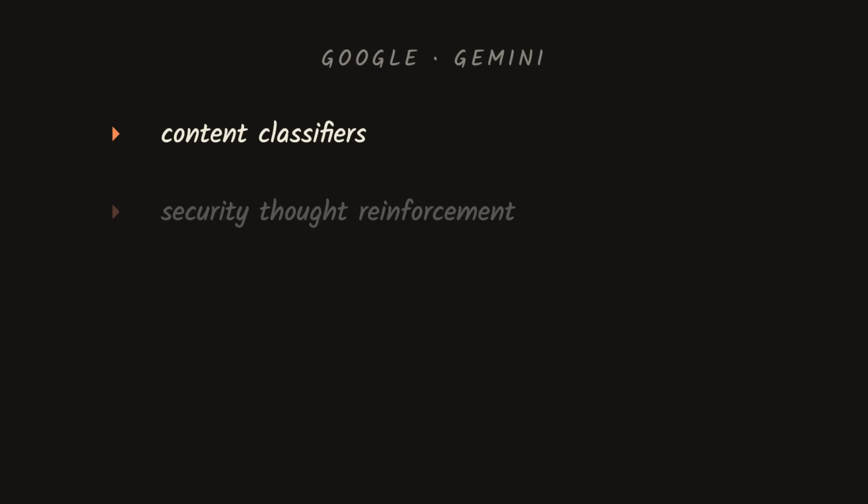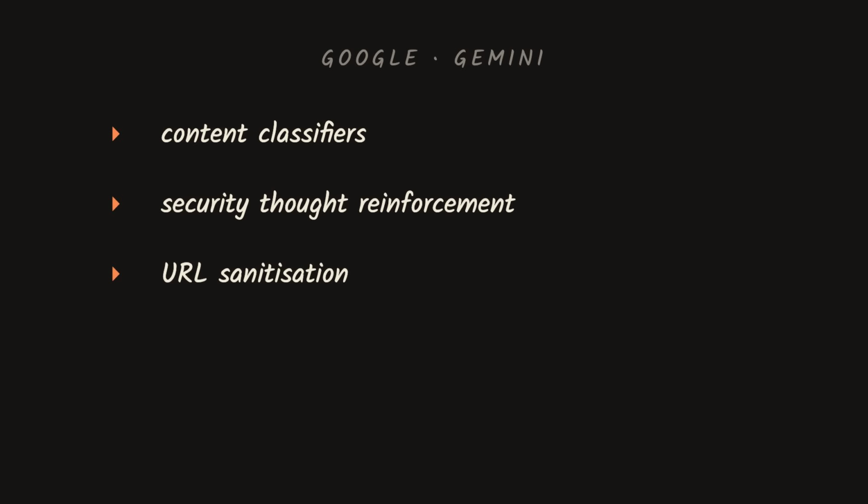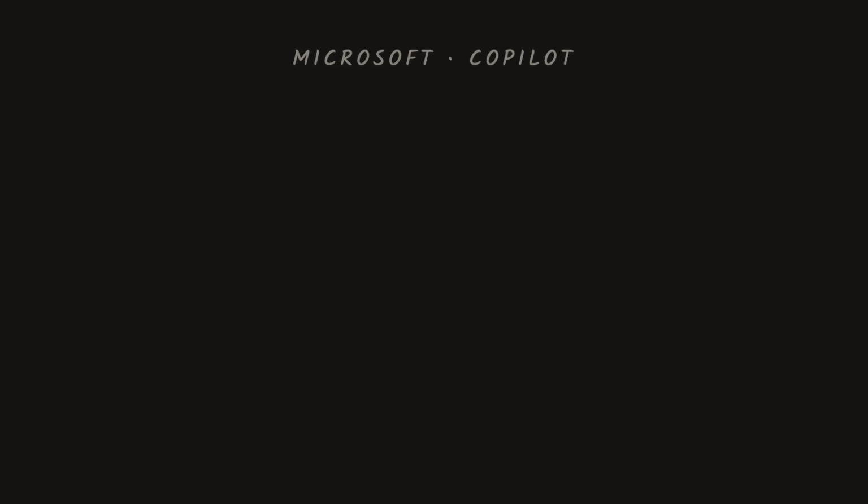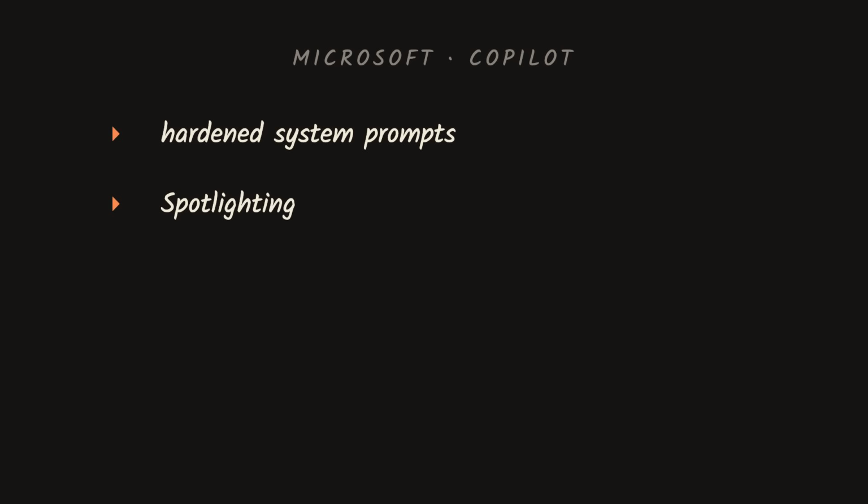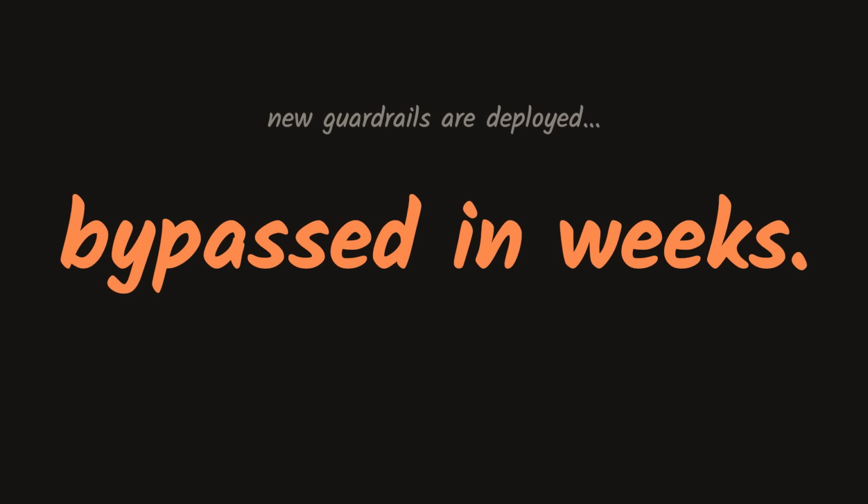Google uses a layered approach for Gemini. Content classifiers that scan for malicious instructions, security thought reinforcement that reminds the model to ignore injections, URL sanitization, human-in-the-loop confirmations for risky actions. Microsoft has similar layers. Hardened system prompts, a technique called spotlighting that marks untrusted content so the model knows to treat it differently, and prompt shields that scan for known attack patterns.